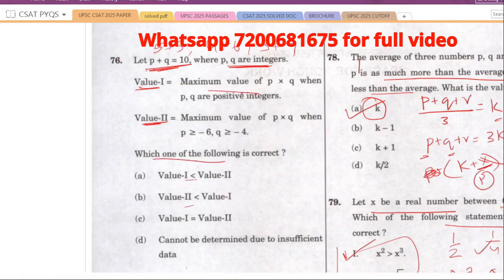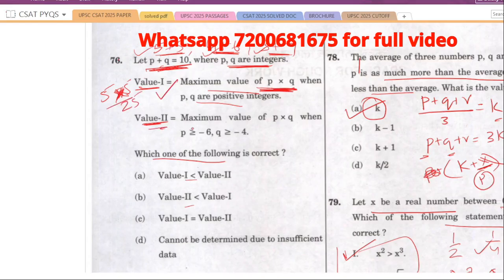So maximum value of P into Q when P and Q are positive integers. So all these are positive integers only. But when will you get a maximum value? When you multiply it. Like if you take 4 into 6 is 24, 3 into 7 is 21, but 5 into 5 is 25. So always when it is equal, only then you will get the maximum. So we are considering the case of 5 plus 5 or 5 into 5. P plus Q is equal to 10 and P into Q is the maximum, 25 and 10. So this is value 1.